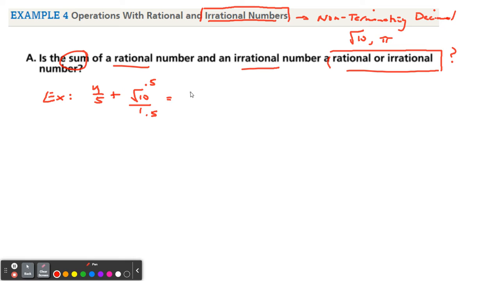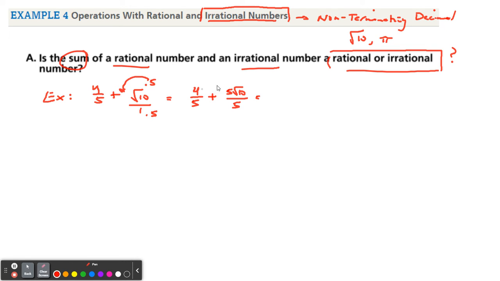Now watch what happens. The 4/5 does not need to change. The 5 goes in front of the square root. It does not get multiplied with the 10. Rules with square roots say you cannot multiply a number into a square root. So this would just be 5 square root of 10 over 5, because 1 times 5 is 5.